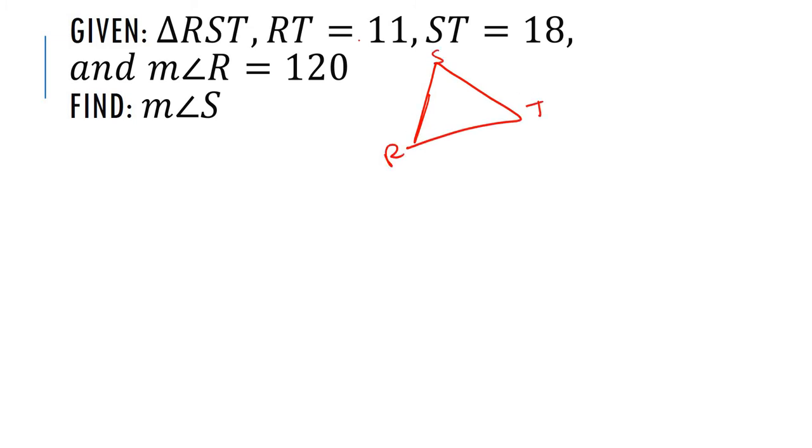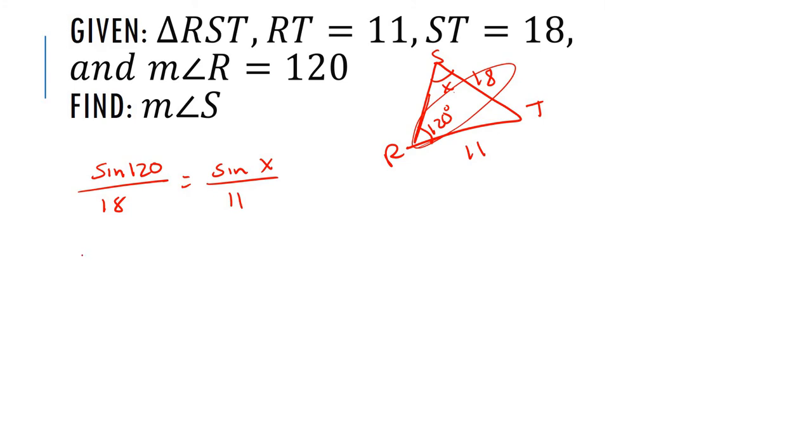Okay, RST. RT is 11, ST is 18, measure of angle R is 120, find measure of angle S. So my two proportions are going to be 18 and 120, and 11 and my unknown. My unknown is an angle measure, so I'm going to put the sine of 120 over 18 is proportional to the sine of x over 11. Multiply both sides by 11 and stick that into your calculator.